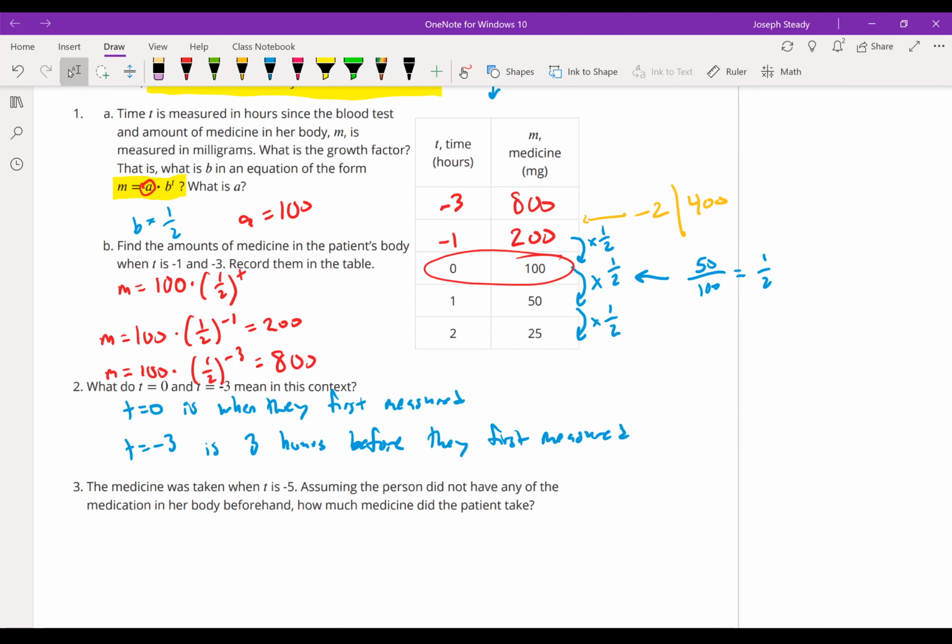The third problem now says that we know the medicine was taken 5 hours before that first measurement, right, when t was -5. So we want to figure out how much medication the patient took. All that means is we're going to use our equation: M equals 100 times 1/2 with an exponent of -5. And again, you can throw that in your calculator. That will come out as 3,200 milligrams of medication when they first took it.